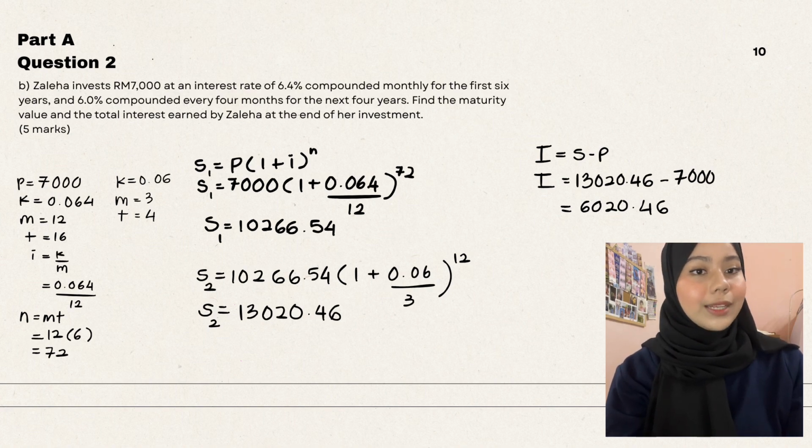Lastly, we need to find the I, which is interest. So, the formula is I equal S minus P. So, I equal to 13,020 ringgit and 46 cents minus 7,000 and the answer is 6,020.46.